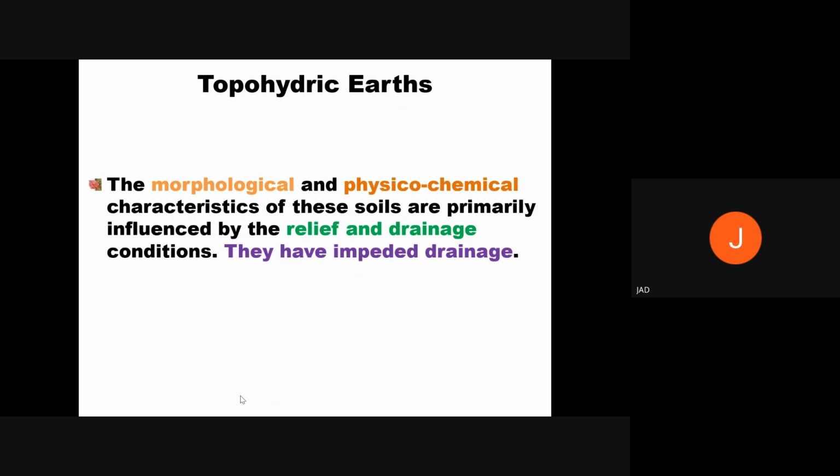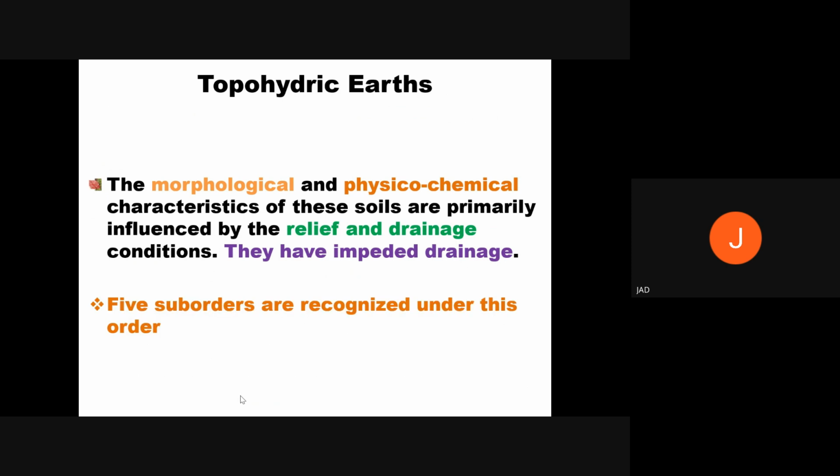Then we have the topohydric. The morphological and physicochemical characteristics of these soils are primarily influenced by relief and, of course, drainage. So the combination, or the synergy, between the relief and the drainage tends to influence this type. They have what is called impeded drainage. Some of them do, but not always. When we say impeded drainage, it means that the movement of water through this type of soil is not so rapid.